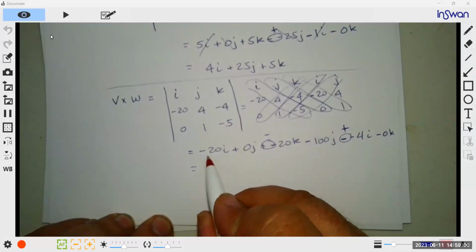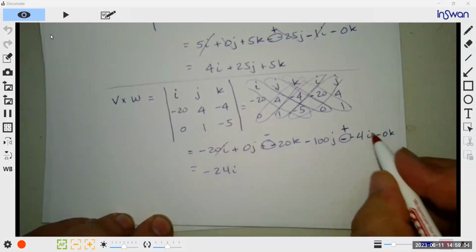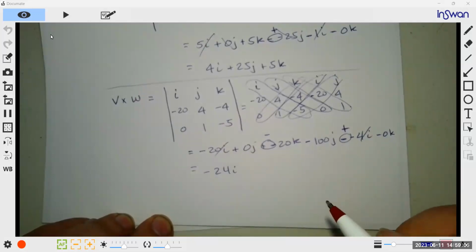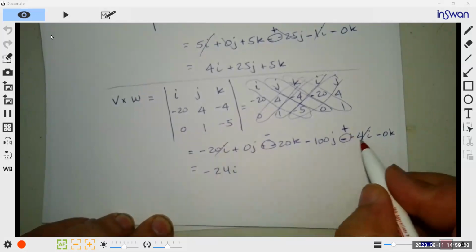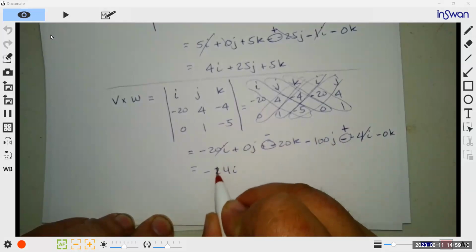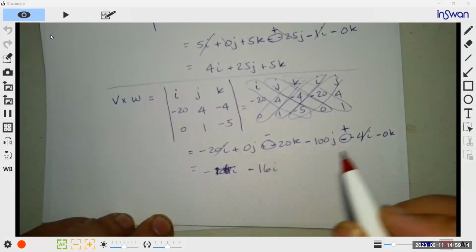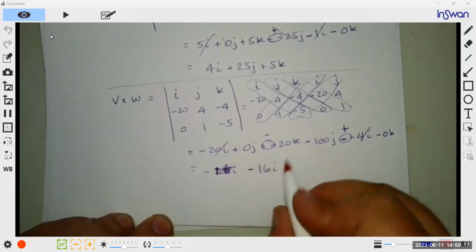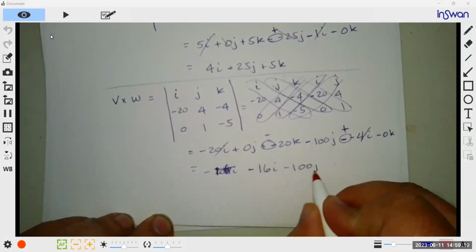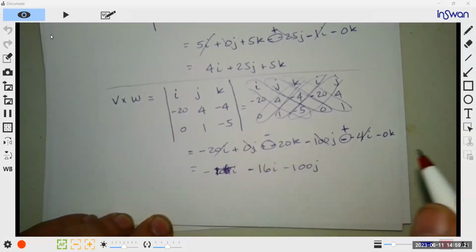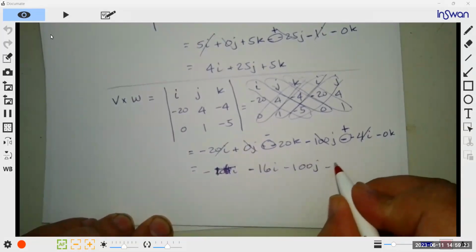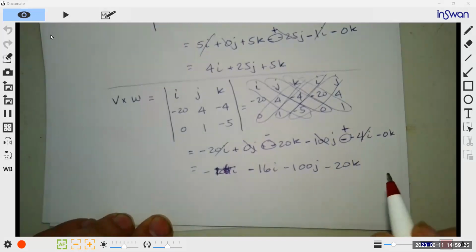I's: negative, negatives, and negative 24i. No, that's a negative. It's a positive. So it's a negative 16. 0j minus 100j minus 20k.